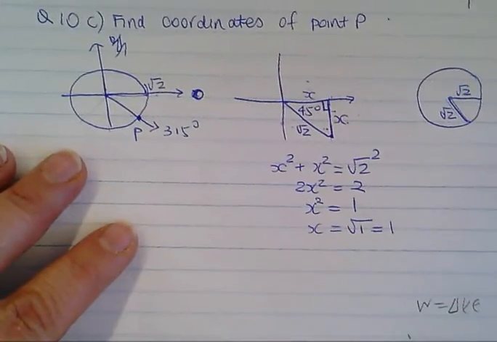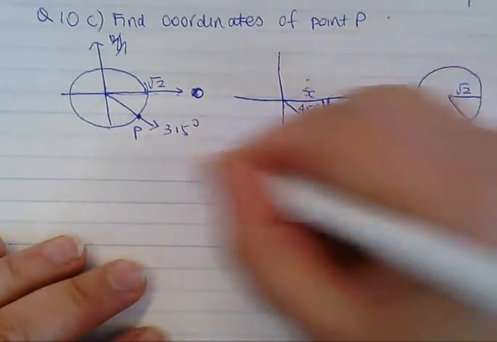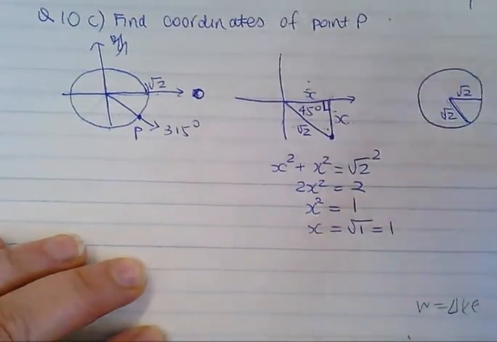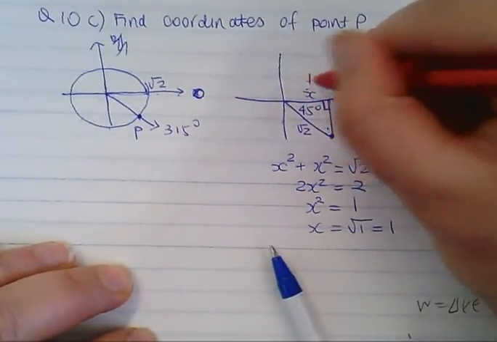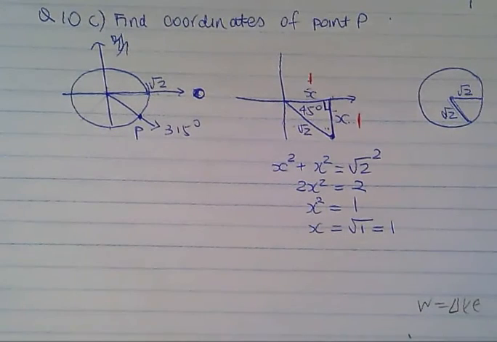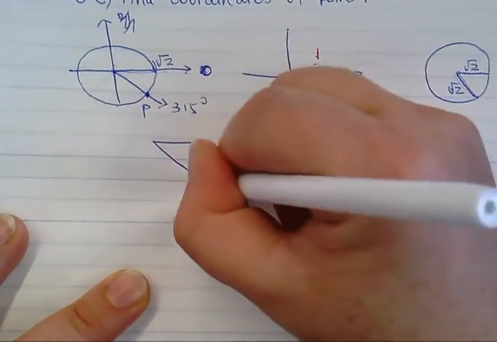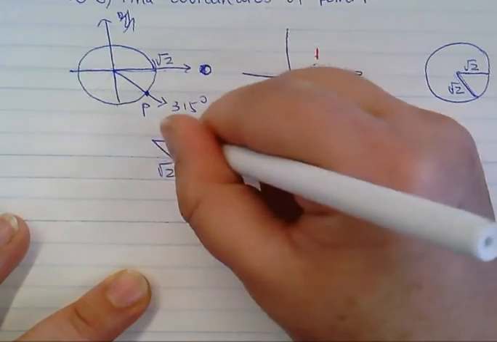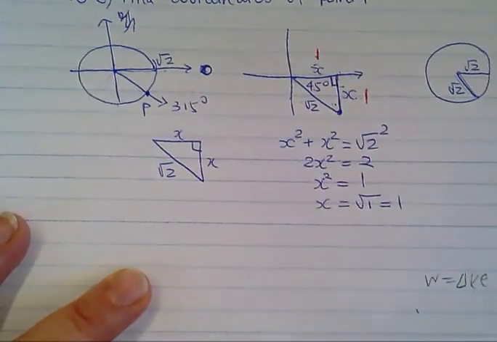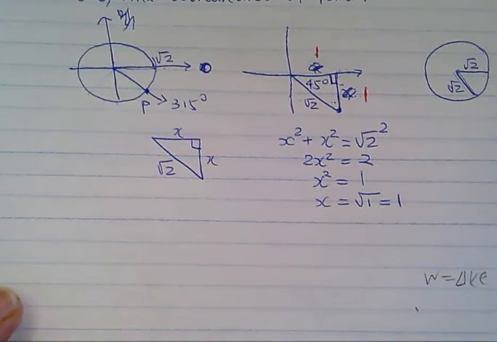Okay? My triangle is 1, 1, root 2. So what's the coordinates of point P? In other words, this length is 1 and so is that one. That's the only way you get a right angle triangle with a hypotenuse of root 2. So what I've got is root 2 and two unknown side lengths. I'm not going to put X on the diagram. I think that's confusing you.